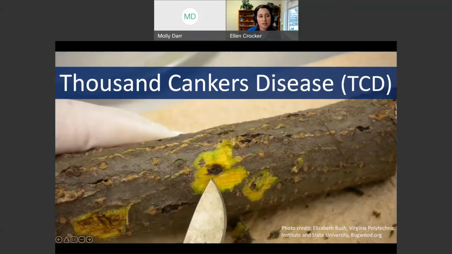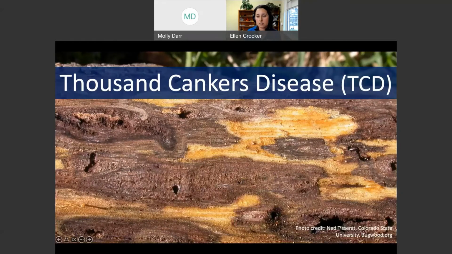But it's not one of them, it's a thousand cankers disease. So as the name suggests, the problem is just not one or two little dead tissue patches there, but many of them all coalescing to impact that vascular system, to cut off that circulation of water and nutrients there. So this is kind of a more extensive situation than you might imagine.